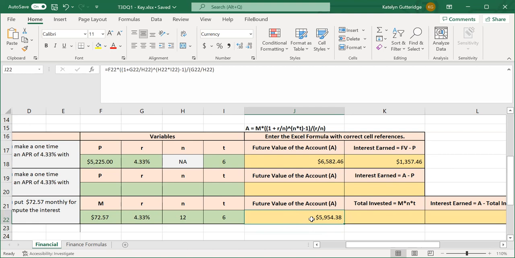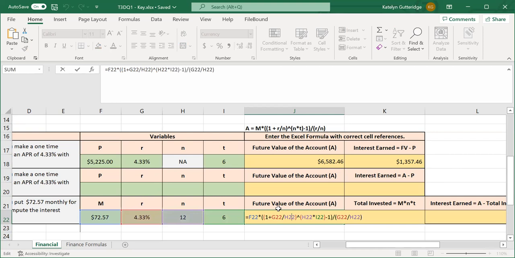And you're looking for the future value of your account. So you should get a number that represents putting a monthly payment of $72.57 into an account for 6 years with interest on top of that. So that's why my number here is $5,954. That's why it's so much larger than my M value, because that M value is a monthly payment. We've made that monthly payment for 6 years and earned interest.